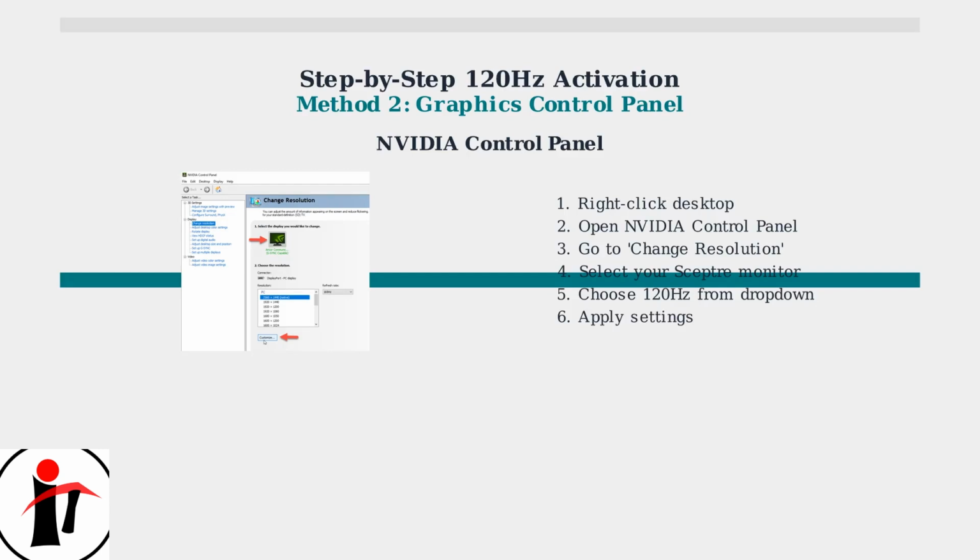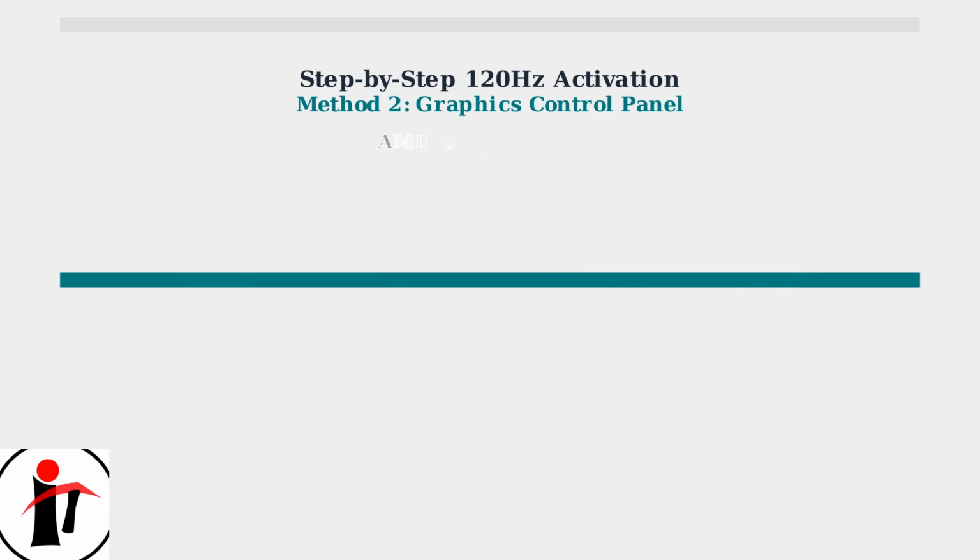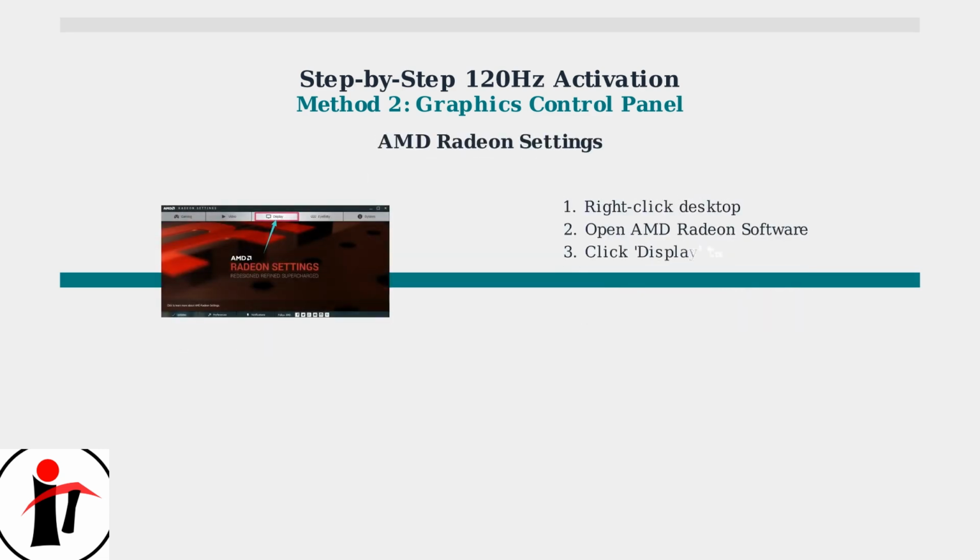Method 2 uses your graphics control panel. For NVIDIA users, right-click the desktop, open NVIDIA Control Panel, navigate to Change Resolution, select your Sceptre monitor, and choose 120 Hz from the refresh rate dropdown. For AMD users, right-click the desktop, open AMD Radeon software, go to the Display tab, select Custom Resolution or modify existing settings, set the refresh rate to 120 Hz, then apply and test the changes.